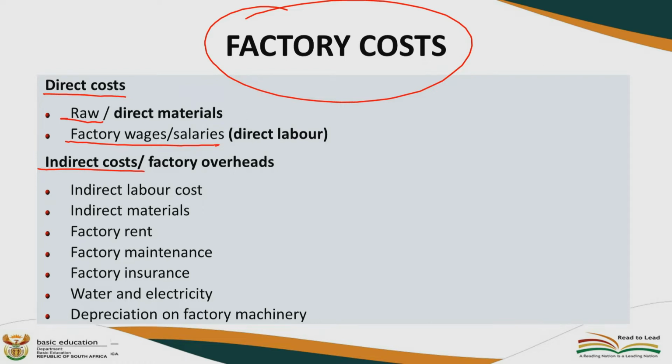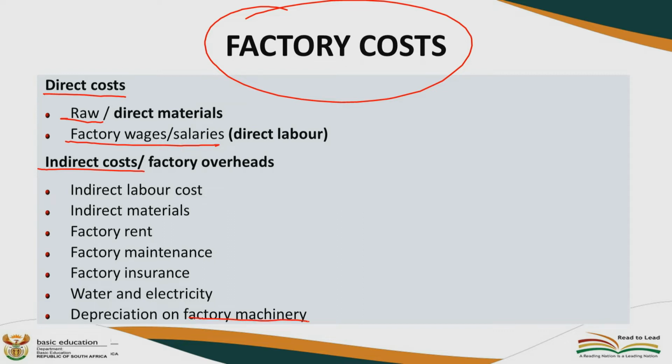Your factory rent, it is obviously we need to pay rent. And you also have factory maintenance. We need to make sure that our factory is up to standard. Factory insurance, water and electricity, you understand we need to use water as well as electricity in our factory. Boys and girls, you need to understand that we also need to have what is called depreciation. And this depreciation, you should be careful. It should only be depreciation of our factory machinery.